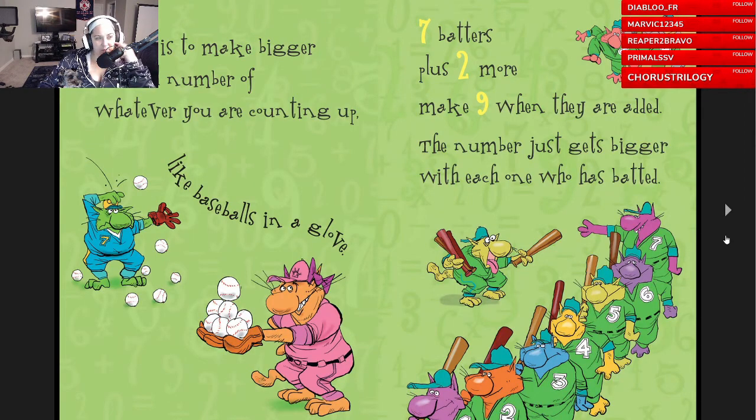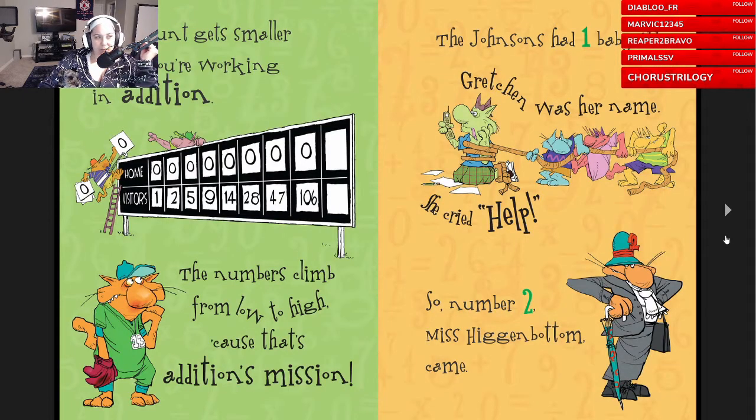To add is to make bigger the total number of whatever you are counting up. Like baseballs in a glove. 7 batters plus 2 more make 9 when they are added. The number just gets bigger with each one who has batted. No amount gets smaller when you're working in addition. The numbers climb from low to high, because that's the addition's mission.